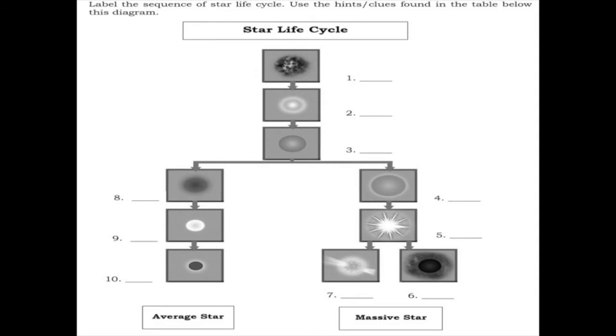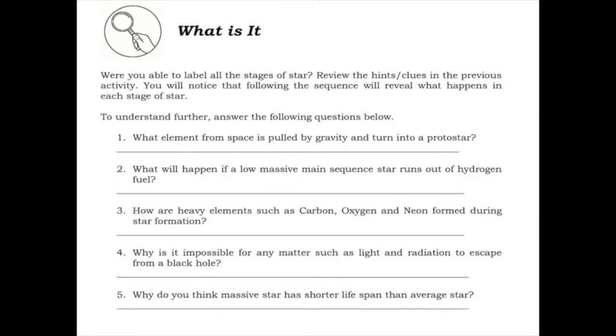I want you to answer What's New on page 6. Label the sequence of the star cycle. Use the hints and clues found on page 7. Were you able to label all the stages of the star? Review the hints and clues in the previous activity. You will notice that following the sequence will reveal what happens in each stage of the star.